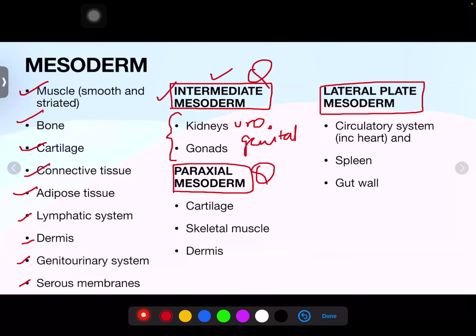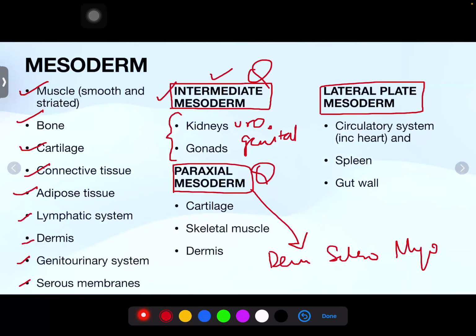And also the paraxial mesoderm. We discussed that it gives the dermatome, sclerotome, and myotome. So the names indicate cartilage, skeletal muscle, connective tissue, dermis. These things are developing from paraxial mesoderm. And then the lateral plate mesoderm. Through the lateral plate mesoderm, the circulatory system, the spleen, the gut wall, they form from the lateral plate mesoderm.